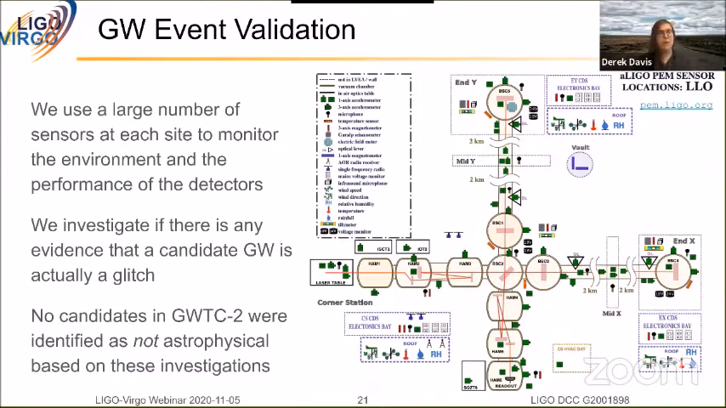And using all of this additional information, we investigate if there's any evidence that any of our candidate gravitational wave signals is actually due to a glitch or some other type of detector issue instead of a real gravitational wave signal. Based on these investigations, no candidates in GWTC-2, this catalog, were confidently identified as not astrophysical. So there are no identified issues with any of our candidates so far.